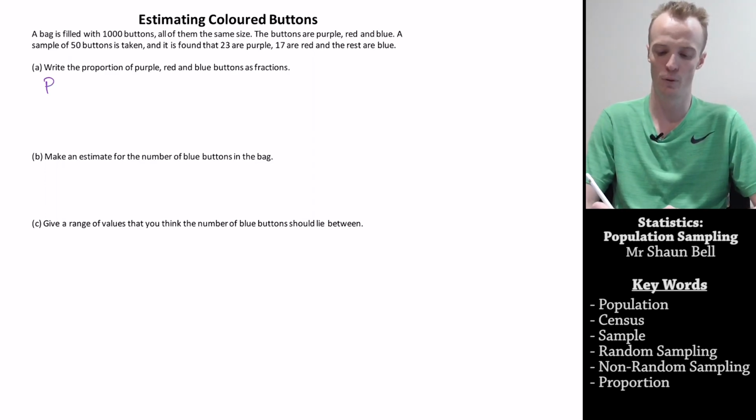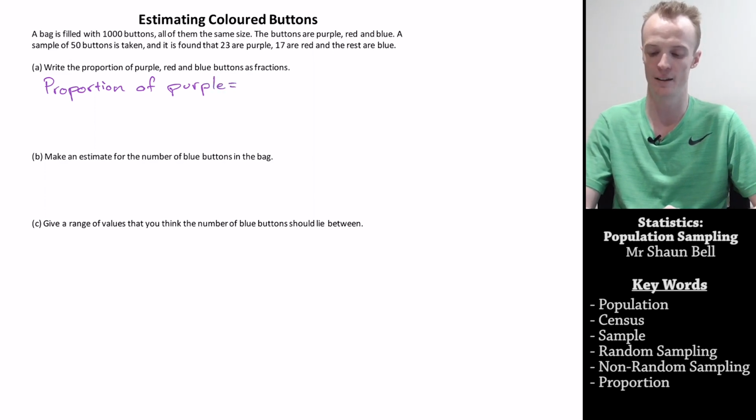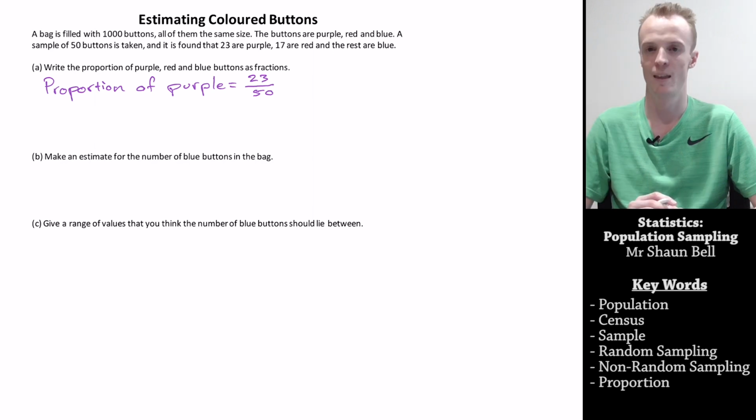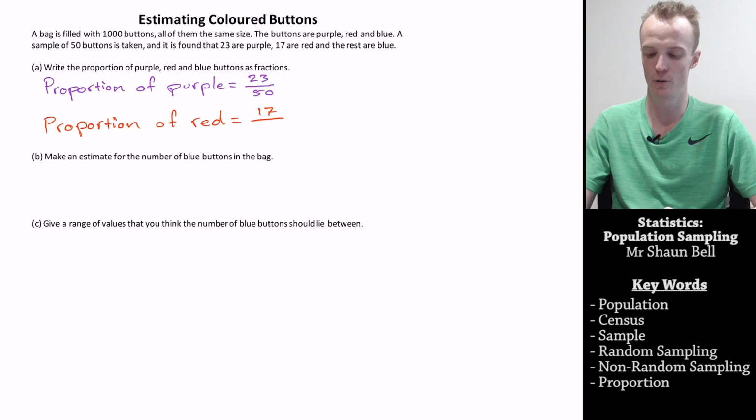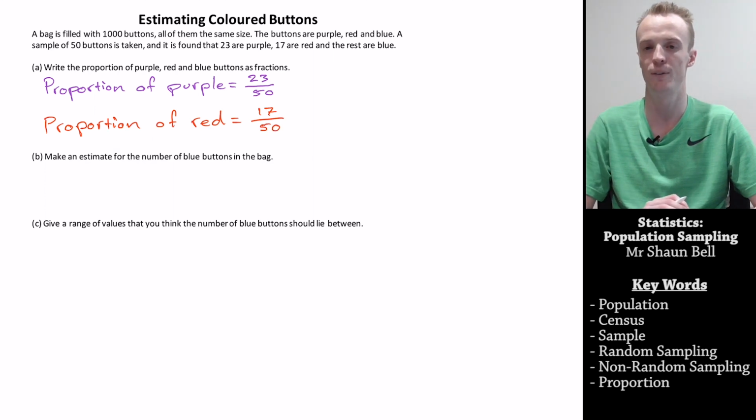So to find the proportion of purple buttons, we need to look at how many purple buttons we had in our sample, which is 23, and we put that out of how many buttons were in our sample, which is 50. And now we've represented the proportion of purple buttons as a fraction. For red buttons, we do the same. We have a look at how many buttons did we have that were red in our sample, which was 17, and we put that over the total number of buttons in our sample, which was 50.